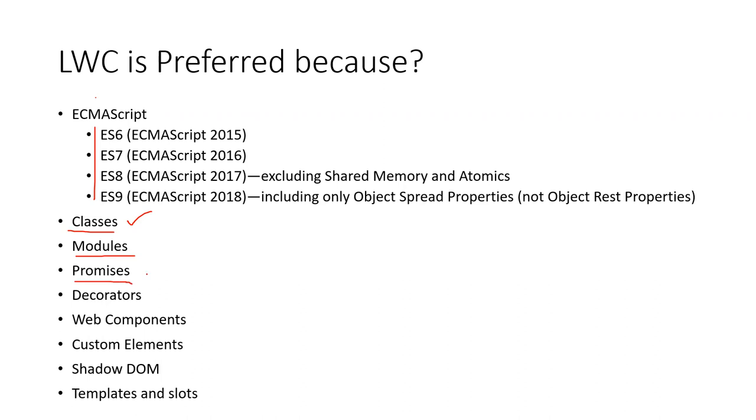Promises, again, are related to JavaScript. We'll talk about what these promises are. Decorators provided by Salesforce, like @api. And then there is one more decorator which we have, @wire. Web components, custom elements, shadow DOM, templates, and slots. The concept of slots is also very important, which we will see in the coming lectures.